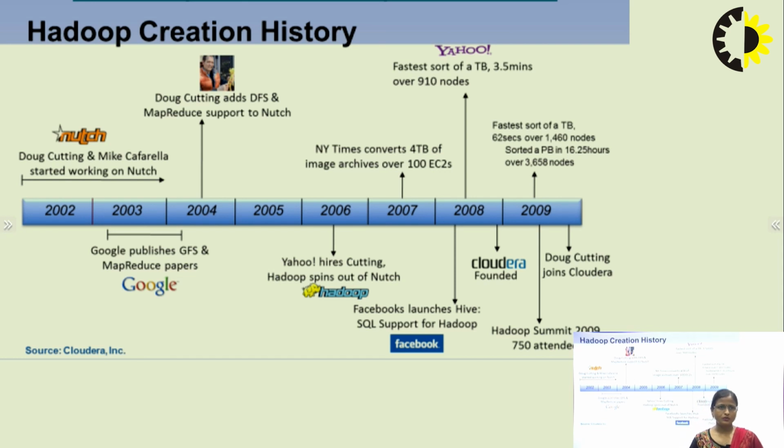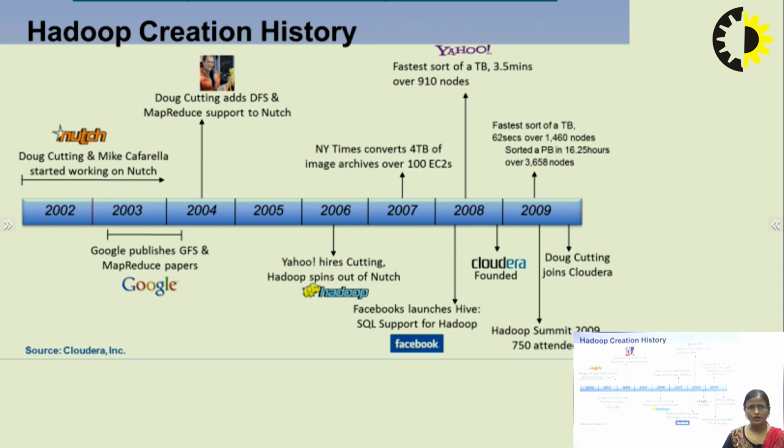So in 2007, he learned that the New York Times converted 4 TB of image archive data over 100 EC2 instances. Then in 2008, Facebook launched Hive, the concept of Hive, SQL support for Hadoop, and Facebook also uses the concept of Hadoop. Then in 2008, Yahoo also used that, and the fastest sort of a terabyte, that is terabyte data, was sorted in 3.5 minutes over 910 nodes.